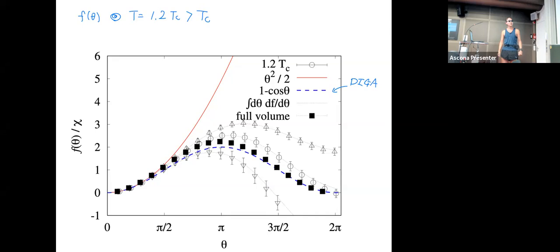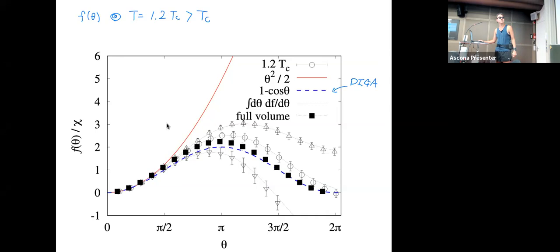And at this point, you expect something like a cosine function, or in other words, you expect some 2 pi periodic function as a function of theta. And okay, so this is the plot. In this case, you can actually just measure it with the full volume. There's not much of a sign problem.